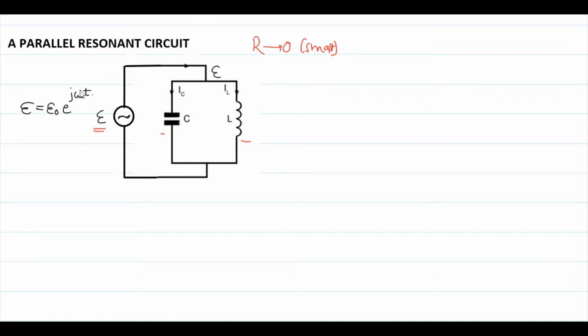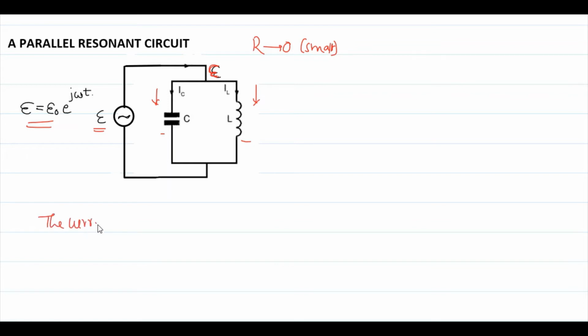I have given this EMF as E equals E naught e power j omega t. As the capacitor and inductor are in parallel, the EMF applied at this point is the same as the source EMF, and it is distributed equally across both the inductor and the capacitor, because in parallel circuits the drop across the inductor and capacitance components is the same. Here the inductor value is L and the capacitor value is C.